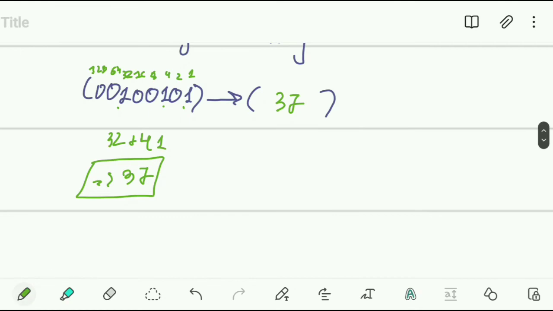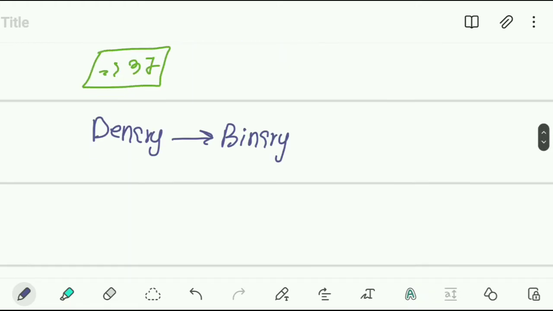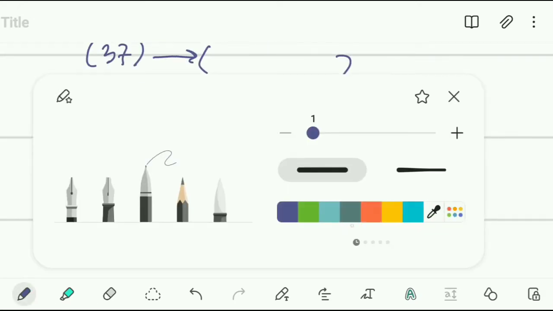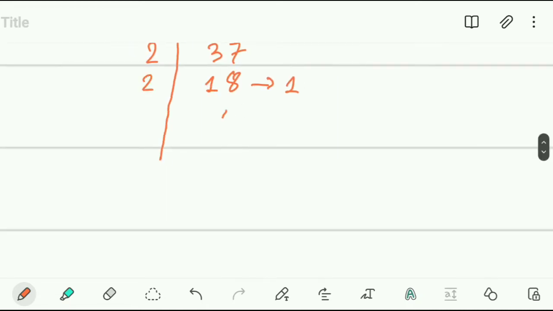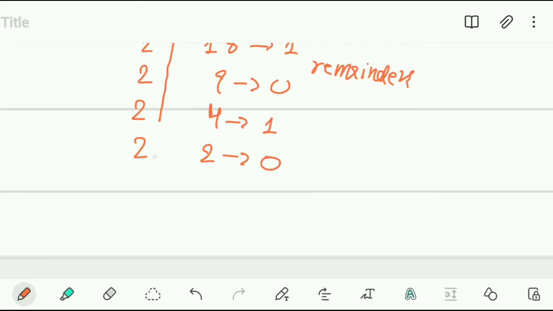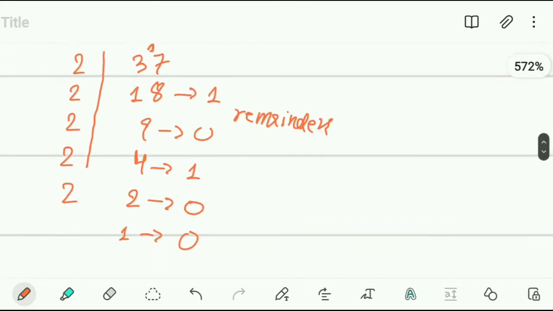What happens if we are doing the conversion from denary to binary? I've been given the number 37, and I need to convert this. Then I'm going to do the division, just divide this number by 2. 2 ones are 2, so this gives 18, remainder 1. Then 2 9s are 18, remainder 0. Then 2 4s are 8, we got 1 as a remainder. Then 2 2s are 4, we got 0. 2 1s are 2, we got again 0. So here we have 1 0 0 1 0 1.